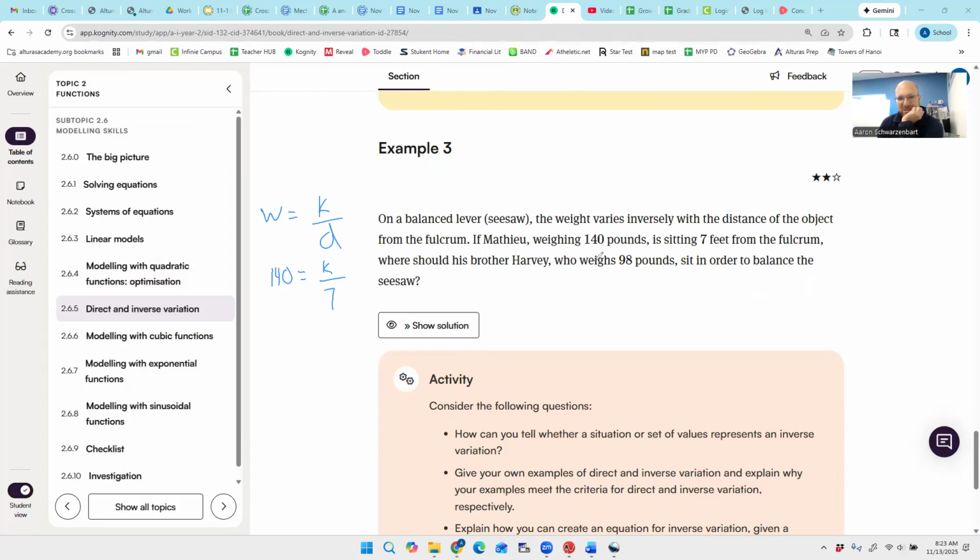Where should his brother Harvey, who weighs 98 pounds, sit to balance? Well, first thing we need to do is solve for K. K is 7 times 140. That's 980. He will have to sit further away. So my general equation is 98 equals K over D, so D is 980 over 98. He's got to sit 10 feet away.